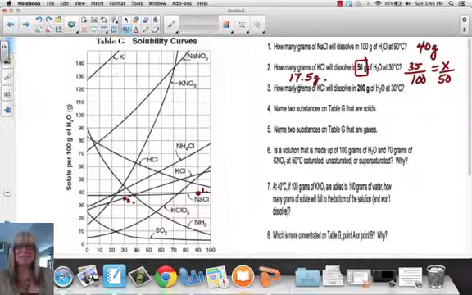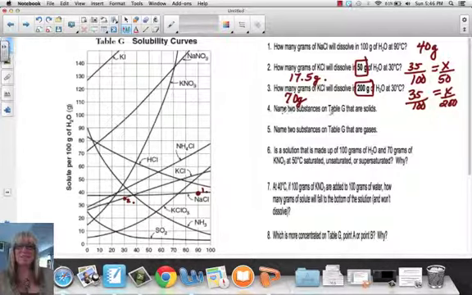How many grams of KCl will dissolve in 200 grams of water at 30 degrees? So we know it's 35 in 100. We just had this question. So how many is it in 200? So you know you have to double it. So it's going to be 70 grams.